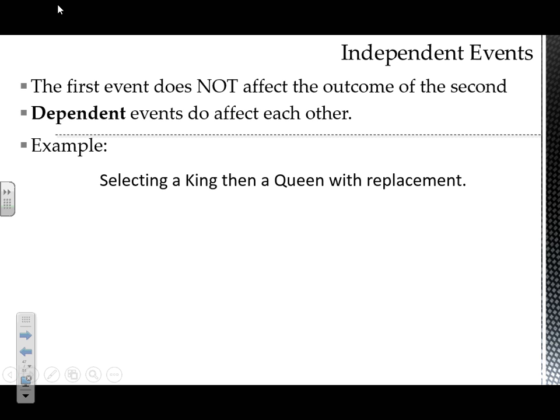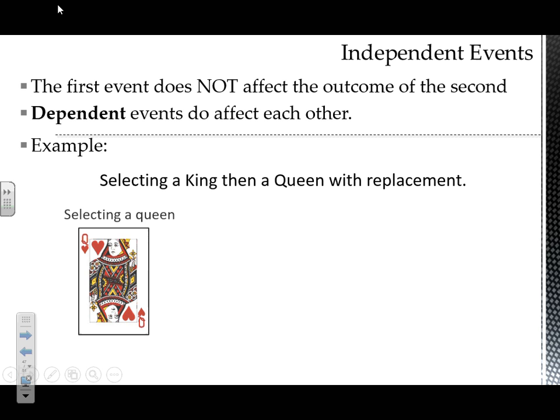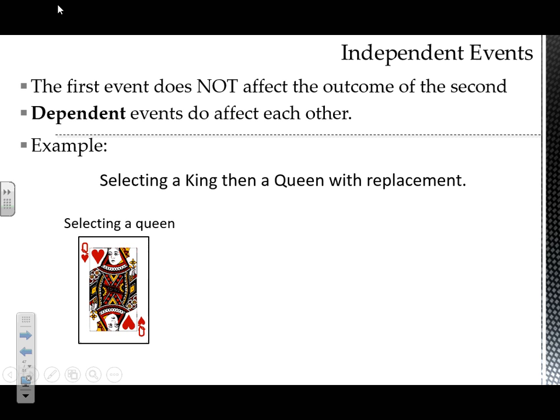That's the goal here. So when we want to evaluate this, we've got to think about what is my probability for selecting a queen in general? 4 out of 52, right? So if I'm going to select a queen just in general, it's going to be 4 out of 52. Now what I want to know is, if I select a king and replace it in the deck, does that affect the probability of getting a queen?